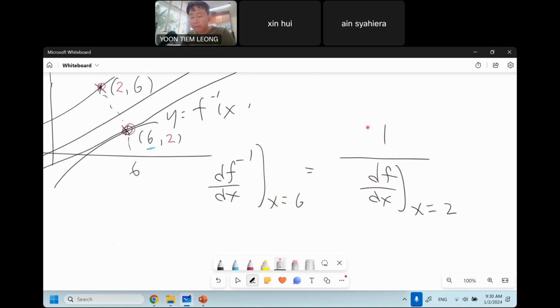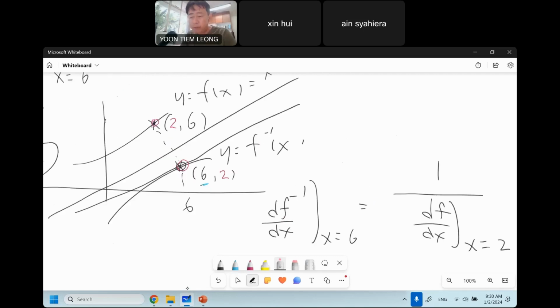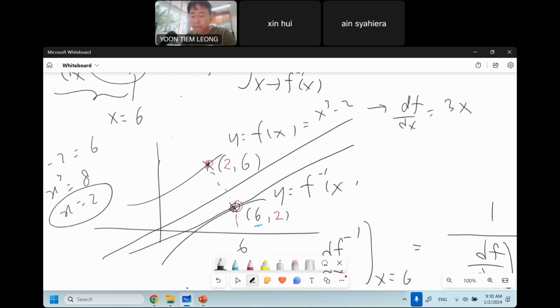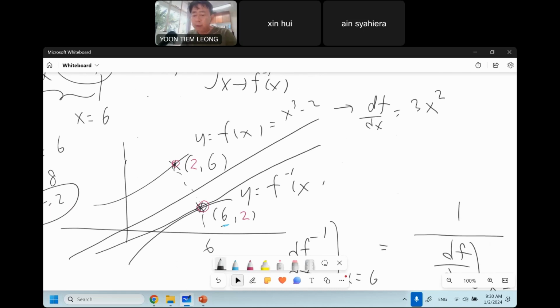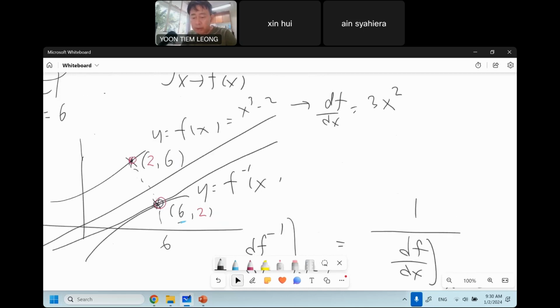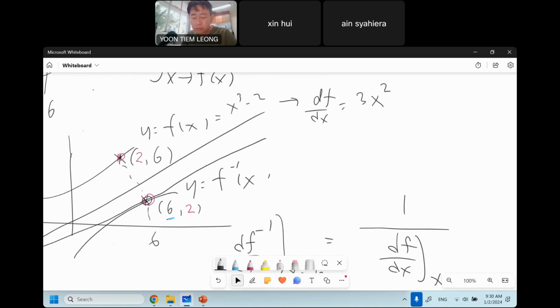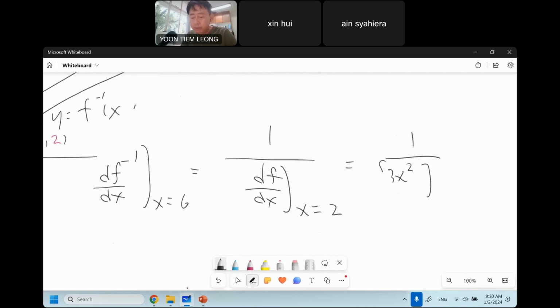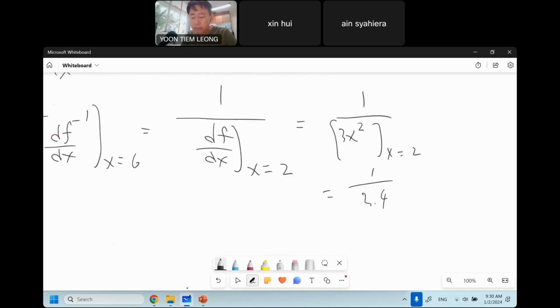Okay, so you have df/dx. So df/dx is given by a very simple expression. From here, df/dx is simply equal to 3x squared. So here we have 1 over 3x squared, and then you are going to replace x with 2. Then you have 1 over 3 times 4, which is 1 over 12. So let me see, that is the correct answer.